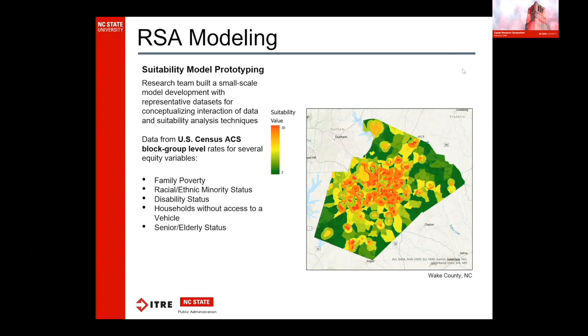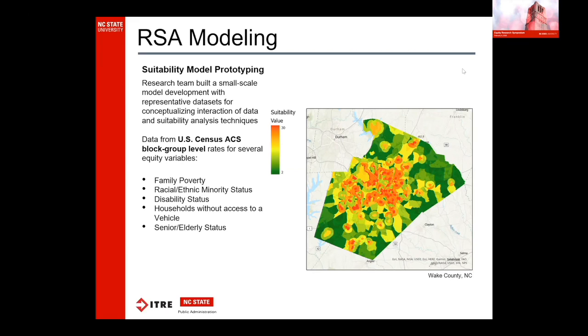And the data we used in this analysis was from the US Census ACS at the block group level. And we also used distance to transit stops. That ACS data, though, specifically was family poverty rates, racial ethnic minority status, disability status, households without access to a vehicle, and senior and elderly status.